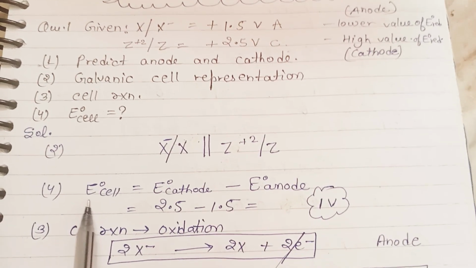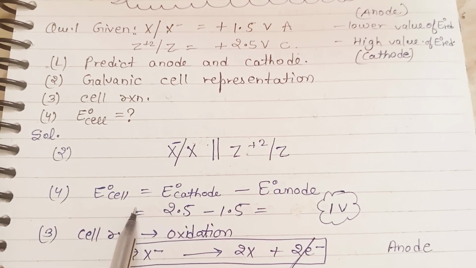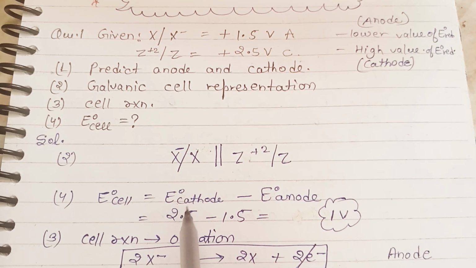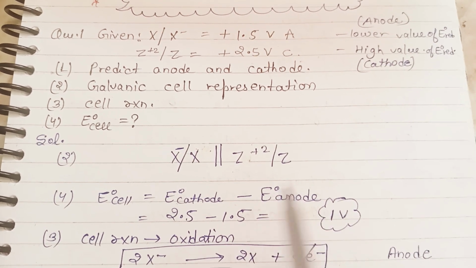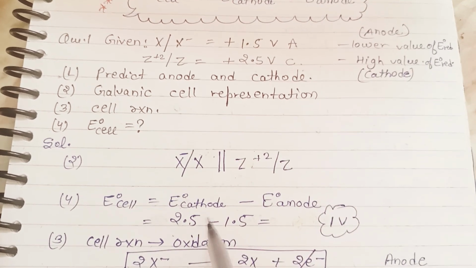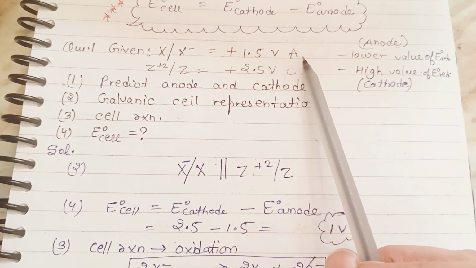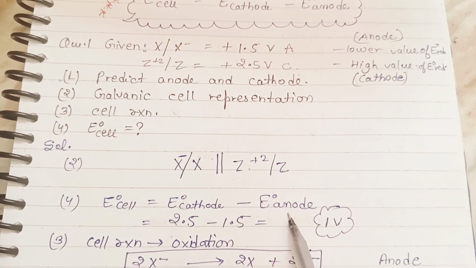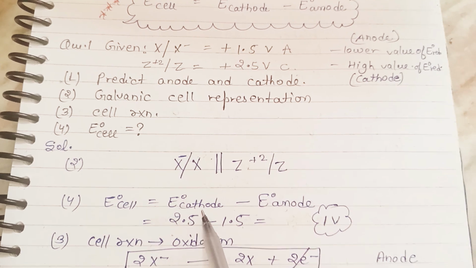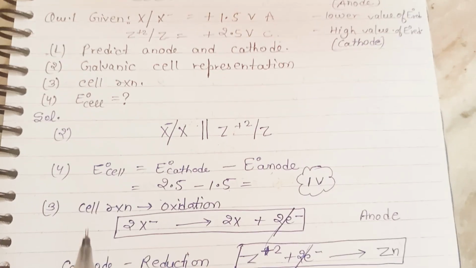Next, fourth, is the EMF of cell. So EMF of cell is E naught of cathode minus E naught of anode. E cathode is 2.5 volt minus E of 1.5 volt, which is anode, because anode is the lower value and cathode is the higher value. So we have 1 volt as the answer to the question.